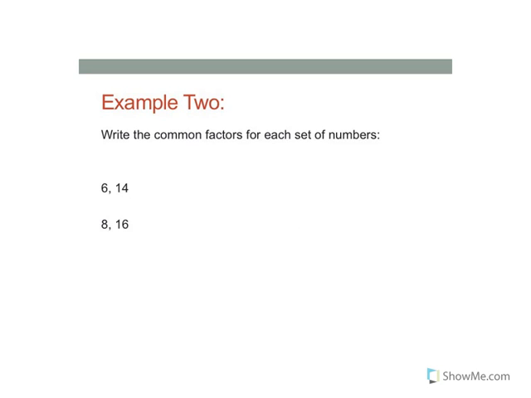All right, example 2, this is kind of the next step. Here we're going to write the common factors for each set of numbers. So here we have 6 and 14. First we want to list all the factors of 6 and 14. Well, from our previous example, we know that we have 1 and 6 and 2 and 3. These are not decimal points, they're commas, sorry.